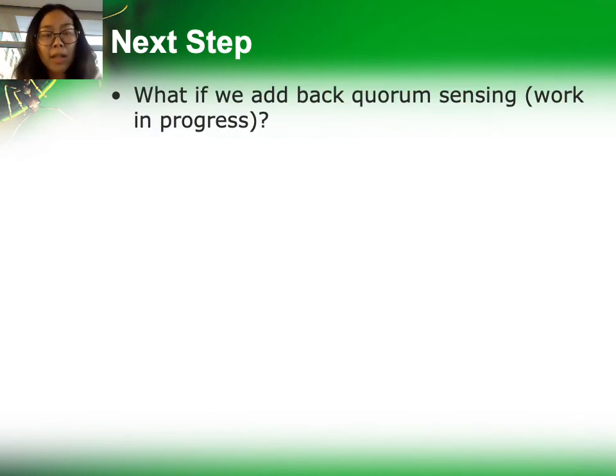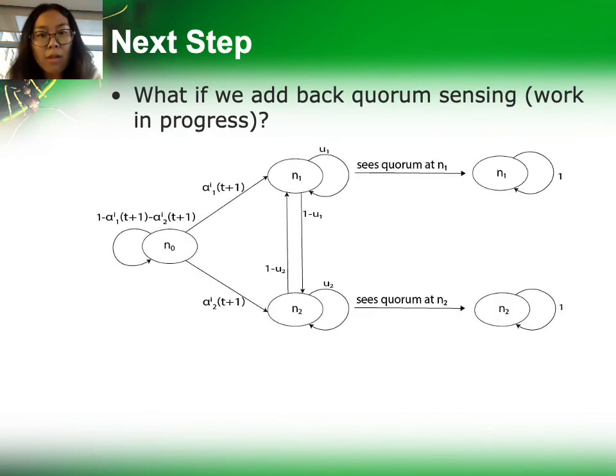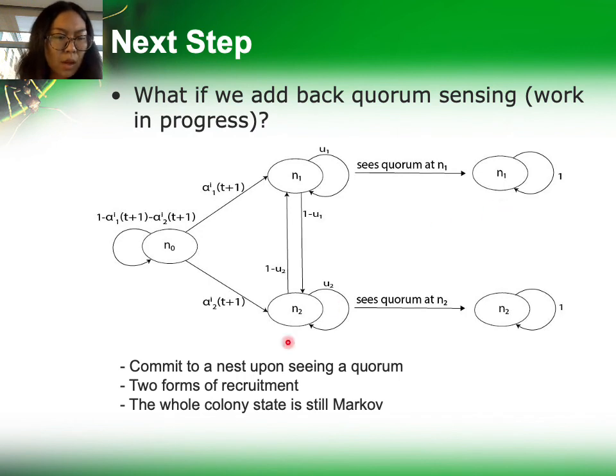What if we add back quorum sensing? This is the second part of answering our original question. So we have a model that we analyze, and we model quorum sensing as a total commitment. Once an ant sees quorum at one of these 2 nests, she just commits and she just keeps transporting a passive or brute item to the nest. So now there are 2 forms of recruitment. Some ants are doing transport, some ants are still doing tandem runs. And the whole colony state, however, is still Markov.